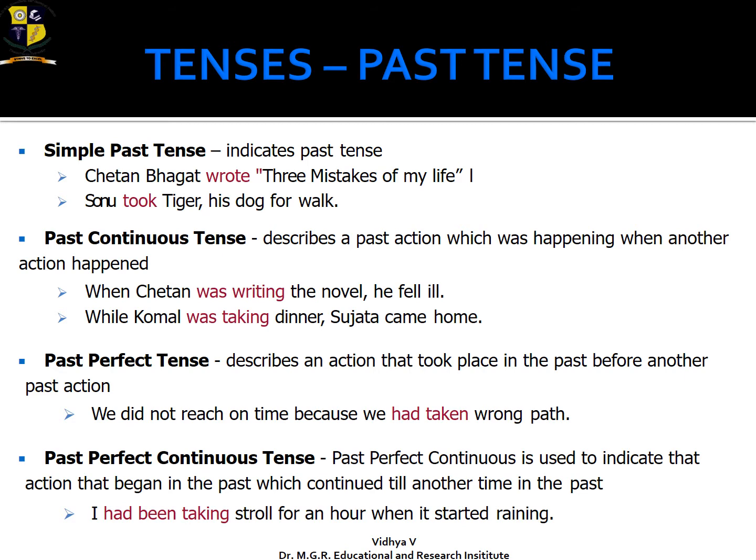Past perfect continuous is you indicate an action that began in the past which continued to another time in the past. So I had been taking a stroll for an hour when it started raining. That is, an action that began in the past. I took a stroll an hour before and it continued for 1 hour. So indicating that the action began in the past and continued till another time in the past. So had been taking will indicate that this sentence is past perfect continuous.